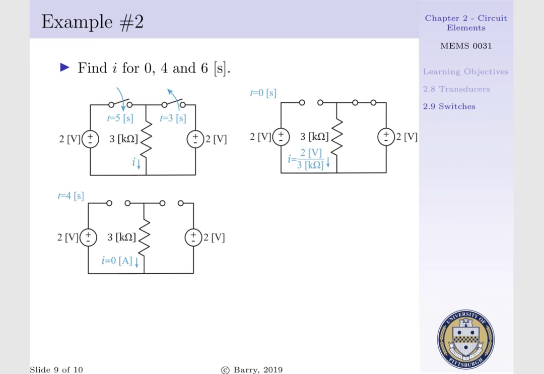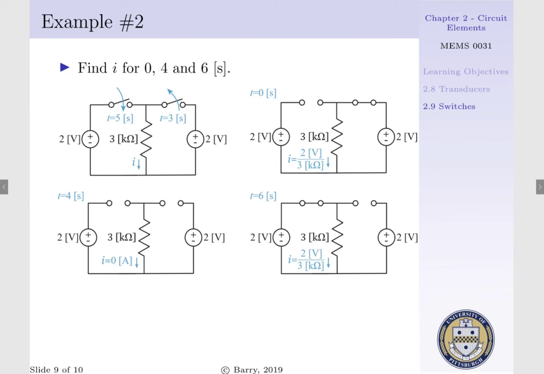Last but not least, when we analyze the circuit for when time t is equal to 6 seconds, the switch on the left is closed, whereas the switch on the right is open, such that our 2 volt source on the left is responsible for applying the voltage potential across our 3 kilo ohm resistor, and our current running through said resistor is 2 volts per 3 kilo ohms.